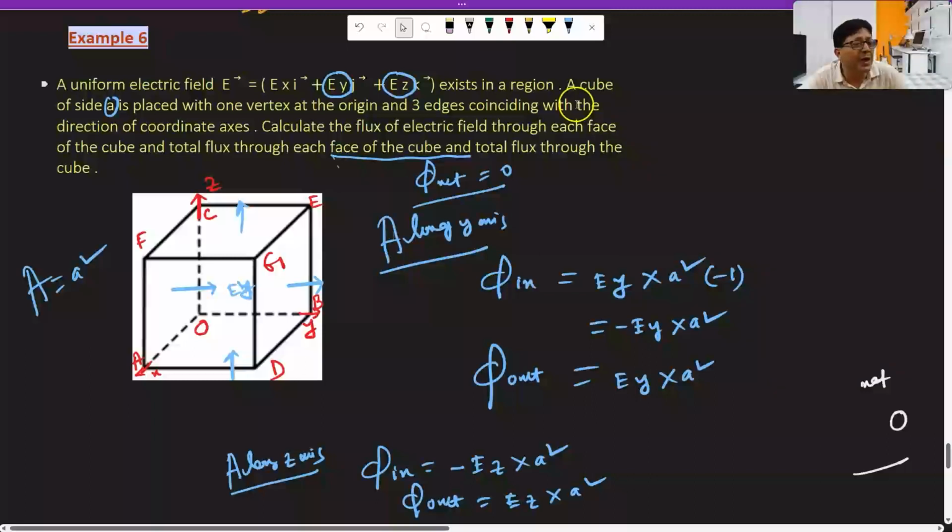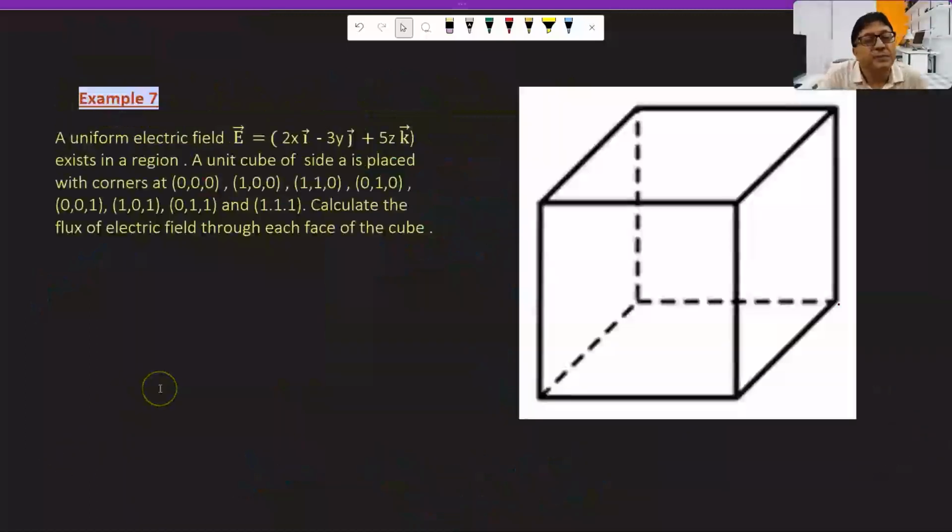Please go through. Textbook. Ordinary question. And this is the explanation. Clear? This time problem is a bit complicated here. Uniform electric field. See, it is varying: 2x i cap, 3y j cap, 5z k cap. Changing. Unit cube is taken here. Your problem is to calculate flux of electric field through each surface.